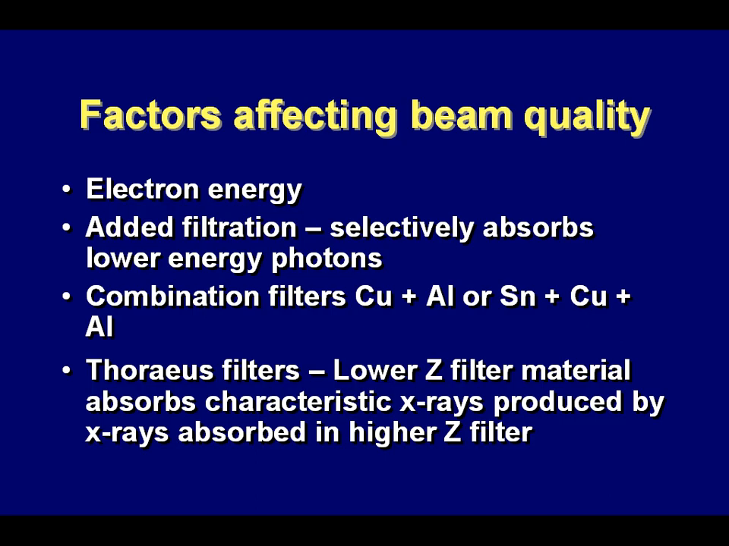If we use tin as our filtration material, which is used to filter out a higher energy orthovoltage beam, we'll then use copper and aluminum to help filter out. We'll use copper to filter out the tin characteristic X-rays and aluminum to filter out the copper characteristic X-rays. And these are called Thoraeus filters. Low Z filter material absorbs the characteristic X-rays produced by the X-rays absorbed in the higher Z filter.